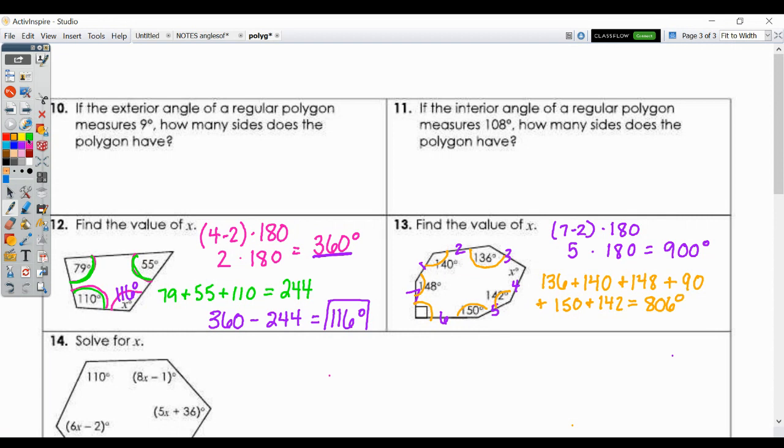Okay, so if I take my total, it's supposed to be 900, and I subtract how many I already have, 806, 900 minus 806 equals 94 degrees. So that means that this little part right here needed to be 94 degrees so that they all equal 900. All right.